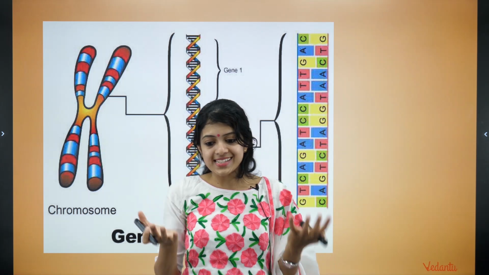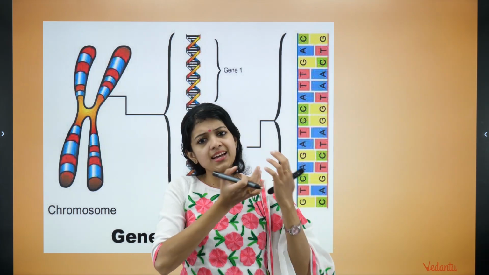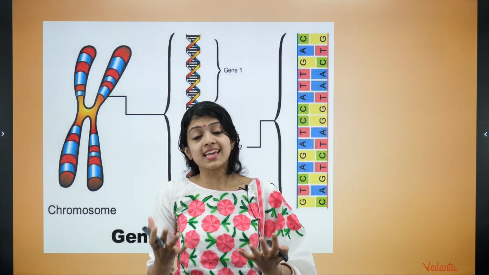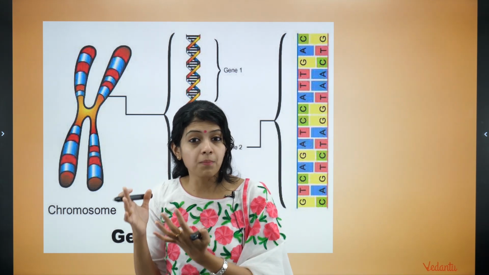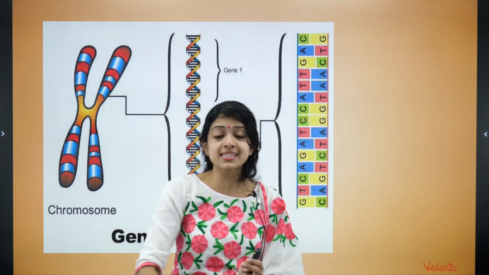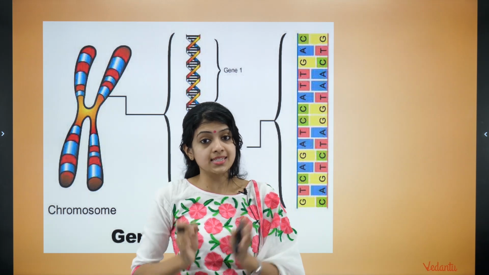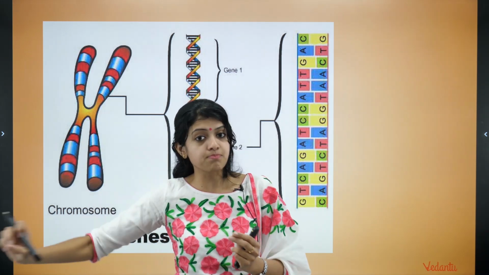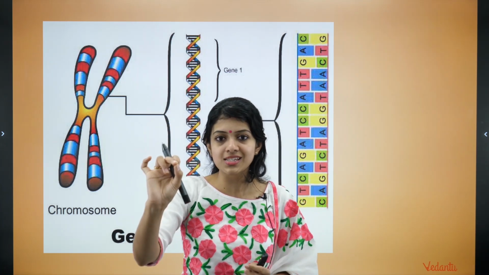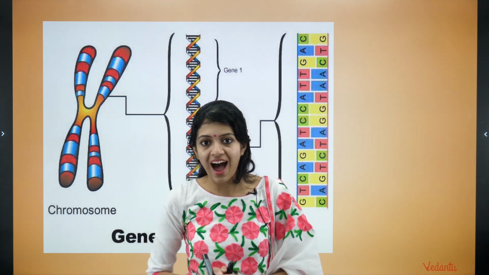In fact, it is said that about 99.8 or 99.9% of human beings have exactly the same alphabetic order of DNA, same bases in the same sequence in their genes. It's only the 0.1% difference that makes us who we are.